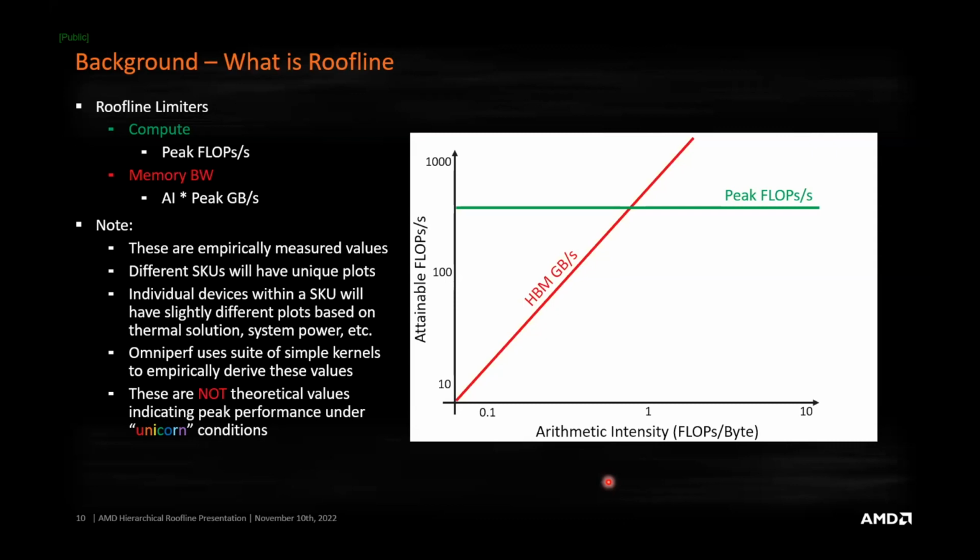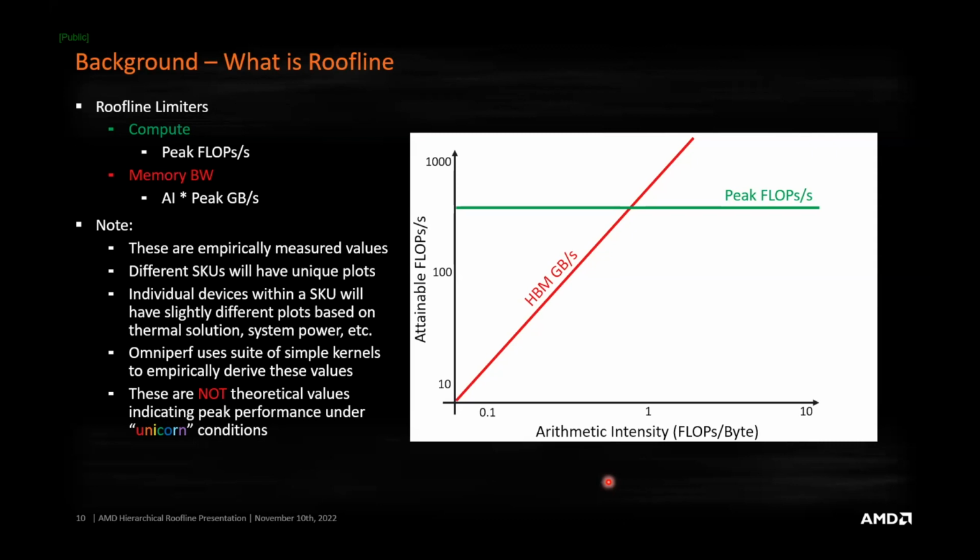Now we can get into these limiters. So in green on our roofline plot, we're going to have the peak compute flops for the specific device that you're running on, that you're testing. And then in red, we have our memory bandwidth, which is our arithmetic intensity times our peak global bandwidth in gigabytes per second. And again, these are empirically measured values.